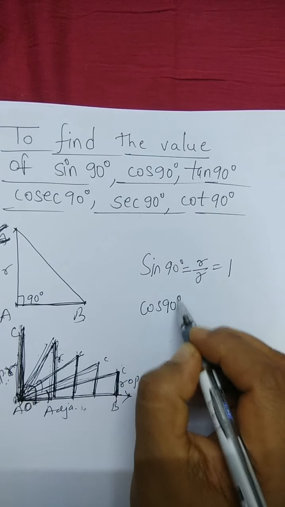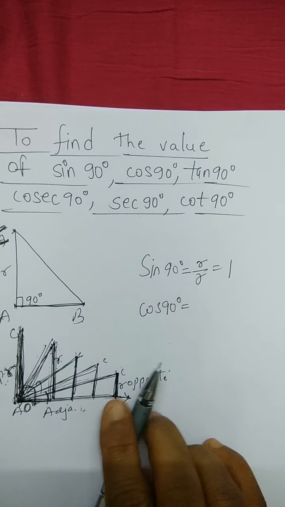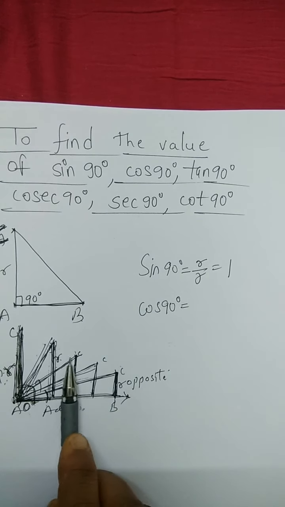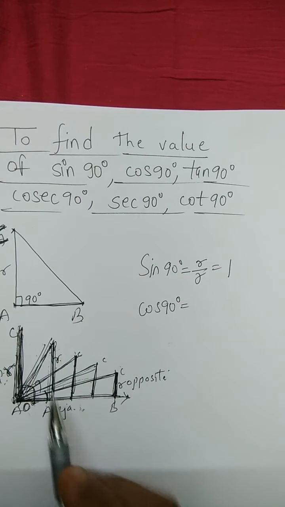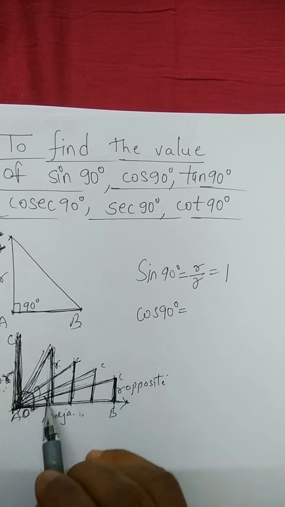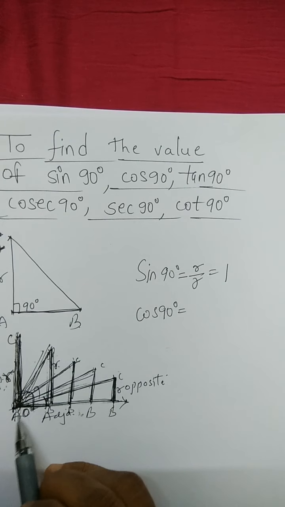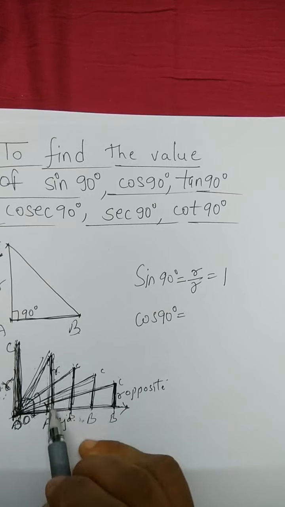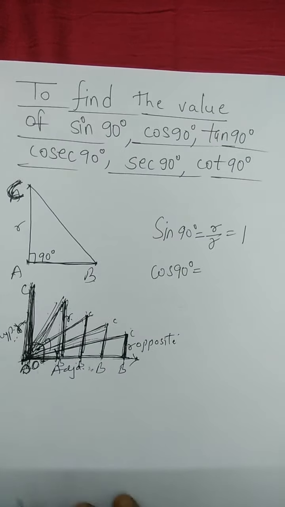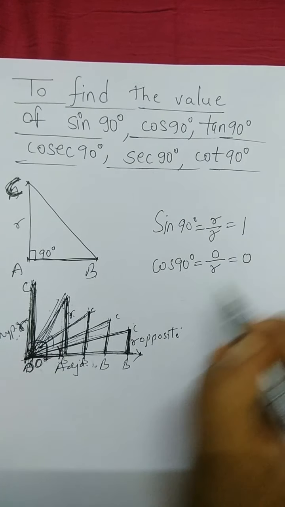Cos 90-degree is adjacent upon hypotenuse. Adjacent is 0 because when this hypotenuse is shifting here, the opposite side will become equal to this, and the distance between hypotenuse and opposite side will become 0. See here, it is shifting now. B is coming here now. Then B will be at the point A when this side and this side both shift here. In this way, the adjacent side will become 0. So adjacent upon hypotenuse, that is 0.